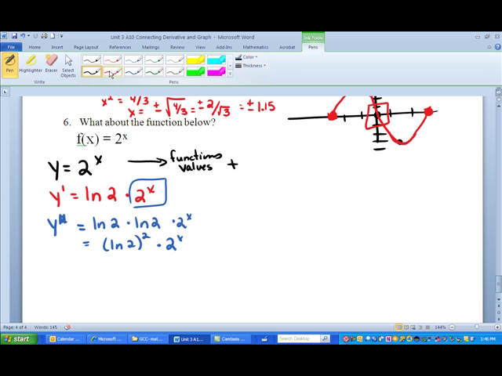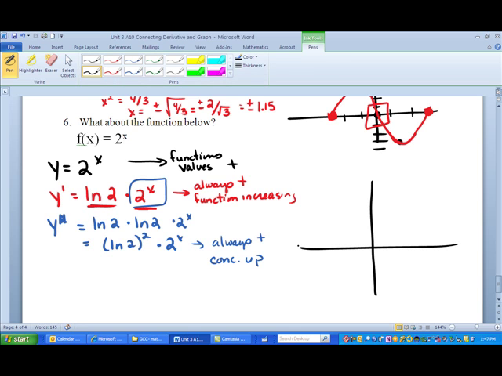In terms of the first derivative, the ln of 2 is a positive number, and 2 to the x is a positive number. So this is going to always be positive, which means the function is going to be increasing. And the second derivative, again, is always positive, which means that it is always concave up. And what that means to me as a business consultant is that this company is going to continue to improve.